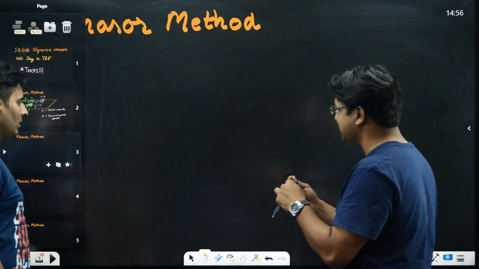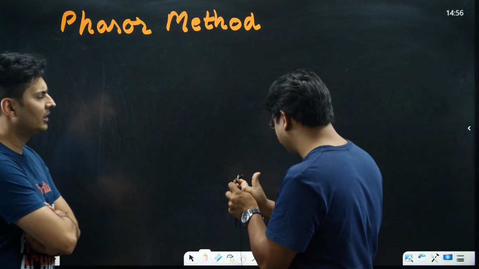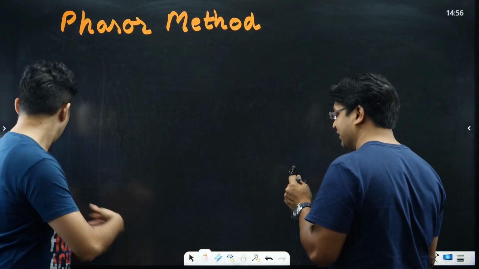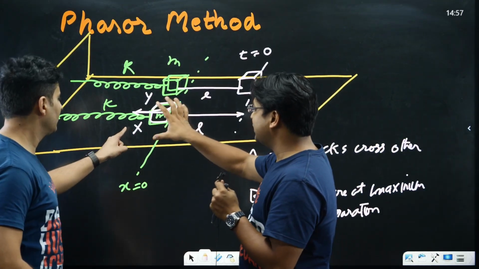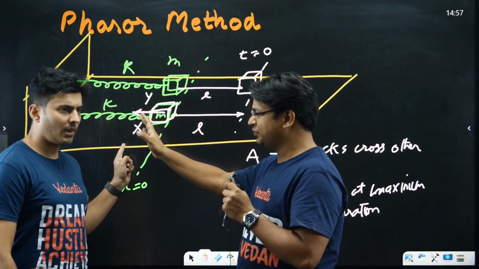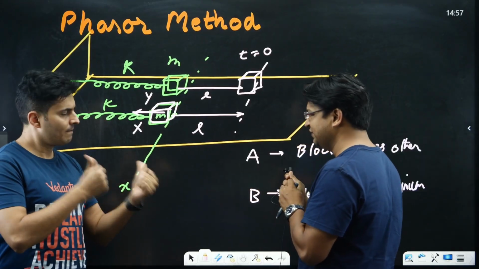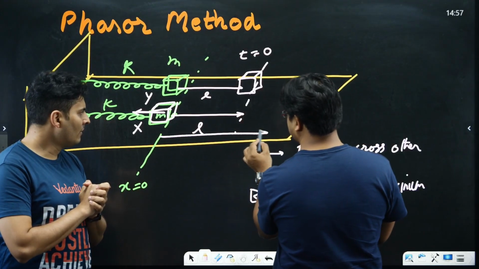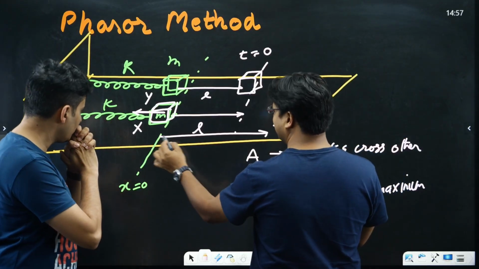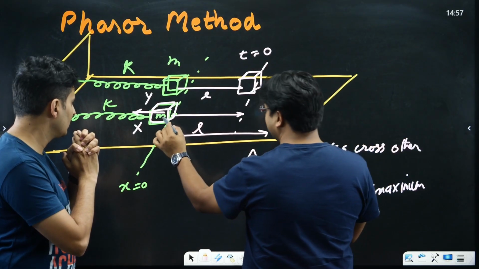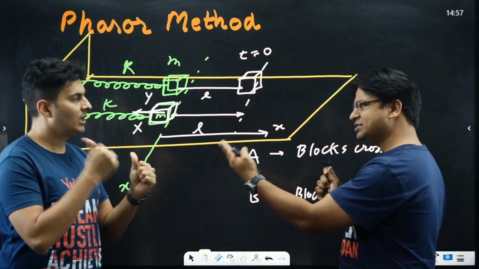So sir, my question to you: this block, we'll come back to X. At t equal to 0, X was moving through its mean position, and it is moving in a certain direction. We can choose one of the directions as positive. So let's decide that this is the positive direction. This was x equals 0. So at t equal to 0, this block was moving towards the negative direction.